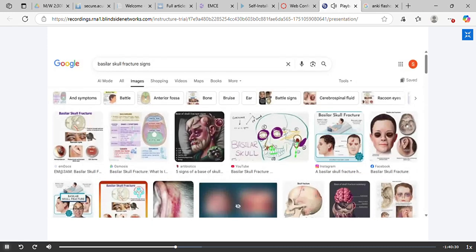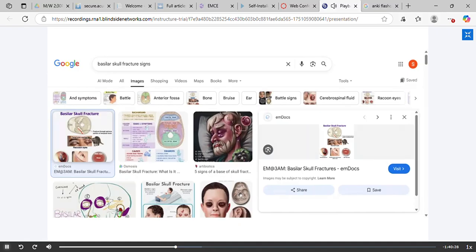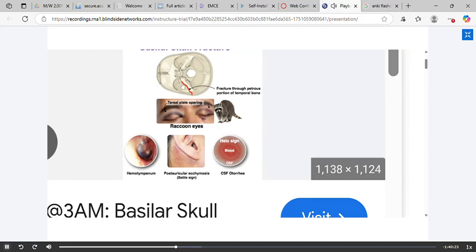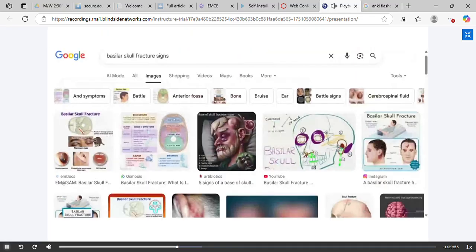And there's very specific signs that come off of this. Okay, so we've got a fracture at the base, right? You're going to see what we call raccoon's eyes, okay? The more medical term is called periorbital ecchymosis, okay? And periorbital ecchymosis is this bruising around the eyes. You will also see what's called battle signs, which is bruising behind the ears. Okay, and then you're also going to see a halo sign, which I'll talk about in just a moment.